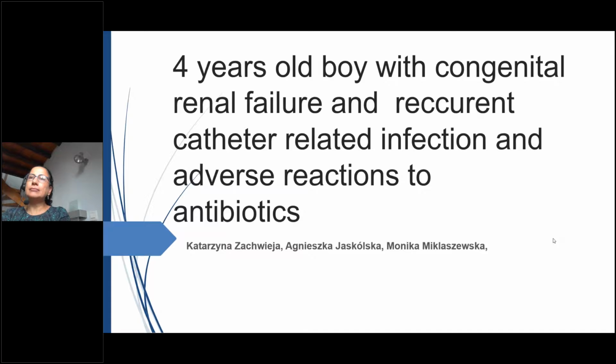I'm a pediatric nephrologist from Krakow, and I've been working in a dialysis unit for many years. Thank you very much for your time and for looking at our patient. Of course it was prepared by me, but many doctors are working with this child. So this is a 4-year-old boy with congenital renal failure and recurrent problems, infections related to catheters, different catheters you will see, and also adverse reactions to antibiotics. I'm just trying to move to the next slide.